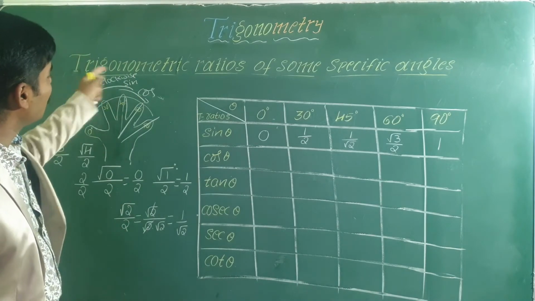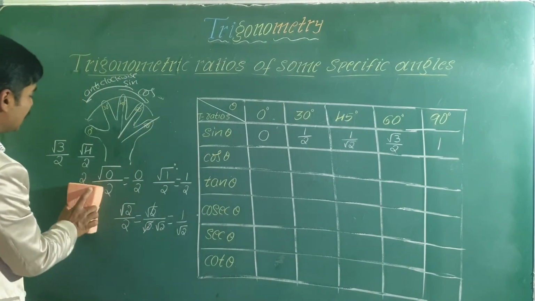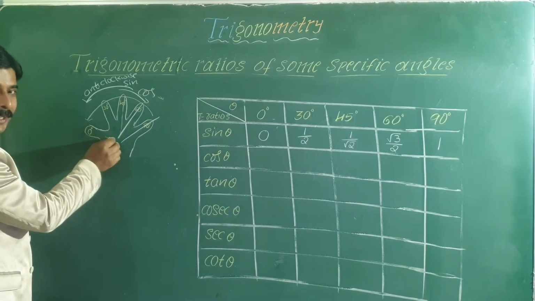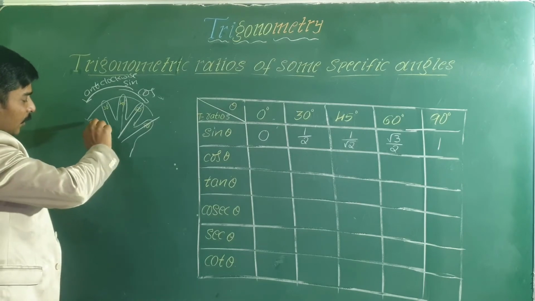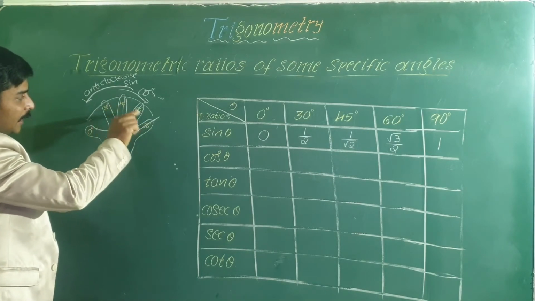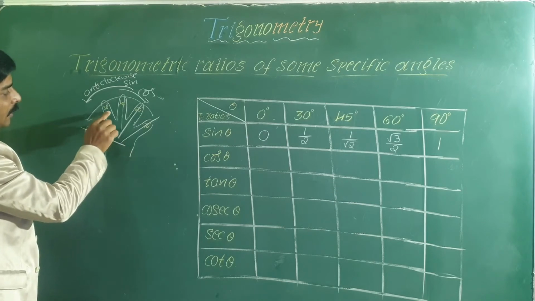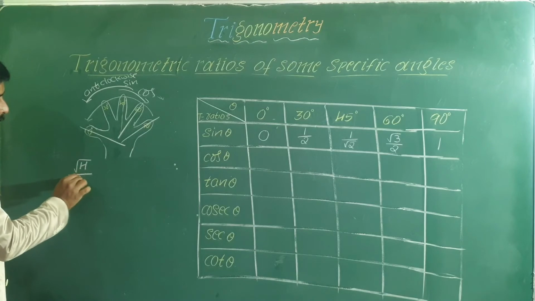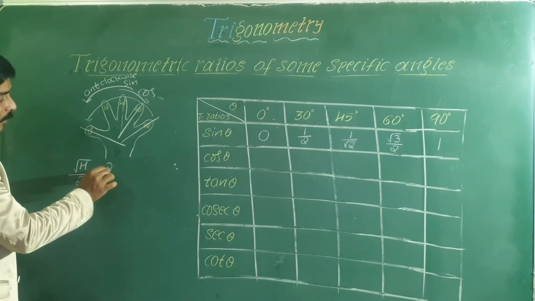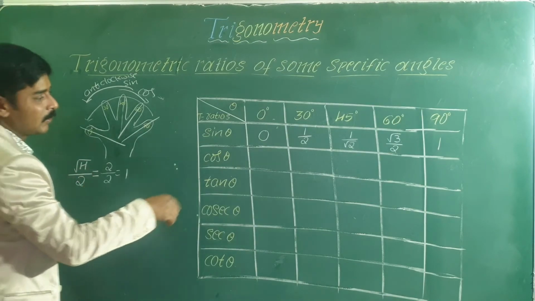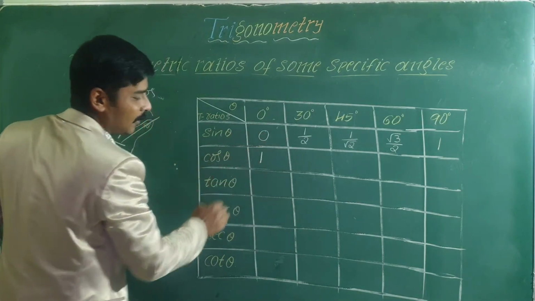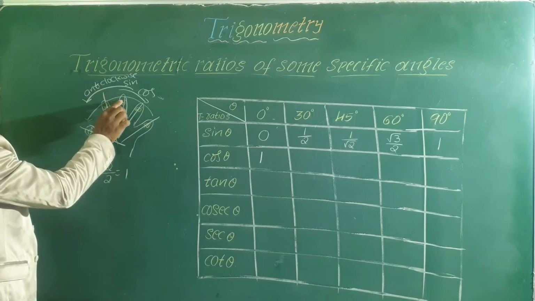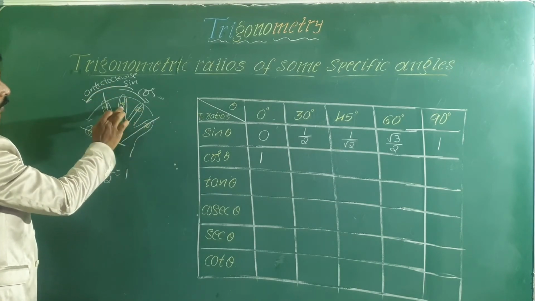For cos, just the opposite. Take it in the clockwise direction. For example, you want cos 0 degree. You have to see how many fingers are there to the right side of 0 degree. 1, 2, 3, 4. So root of 4 divided by 2. Square root of 4 is 2. So 2 by 2 is 1. So cos 0 degree is 1. Similarly, if you want cos 30, see how many fingers are there towards the right side? 1, 2, 3.